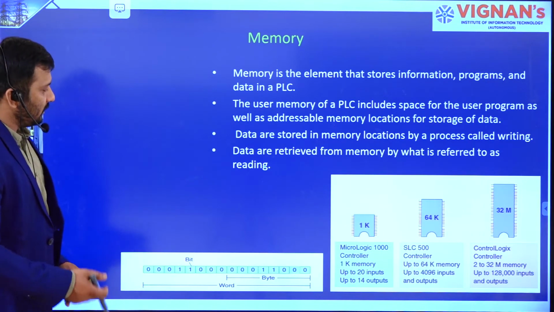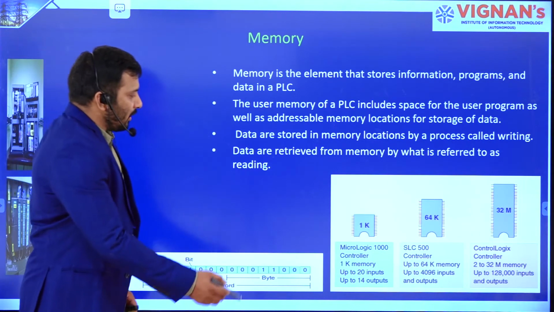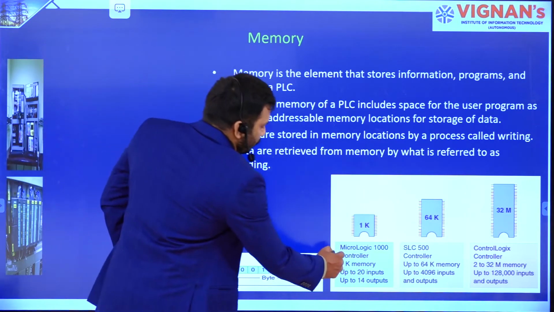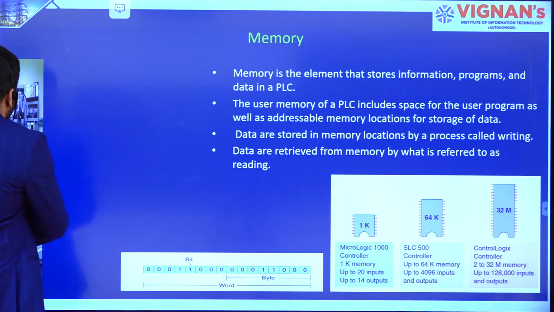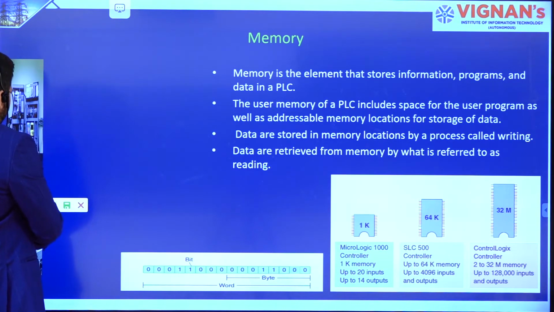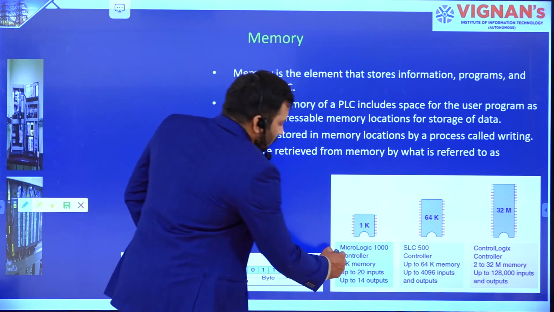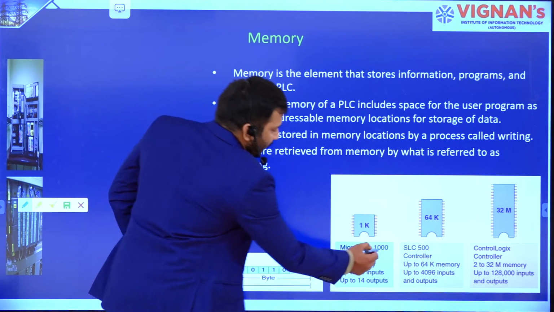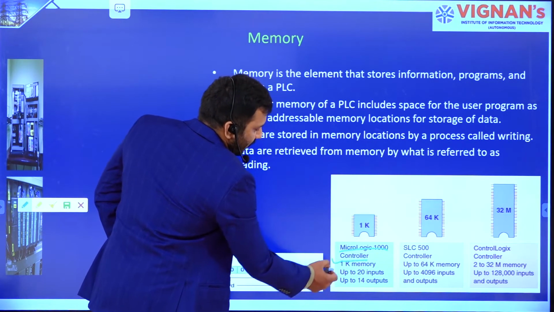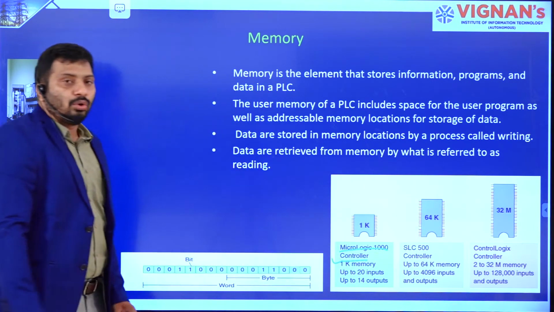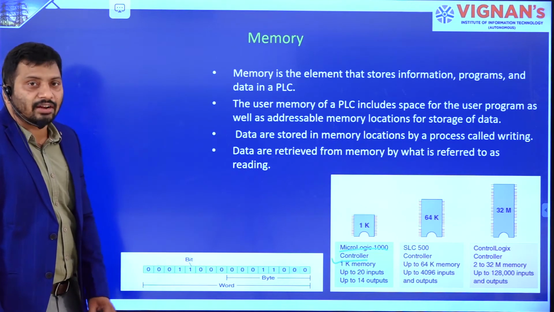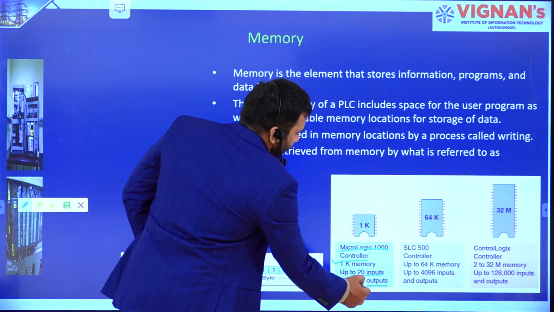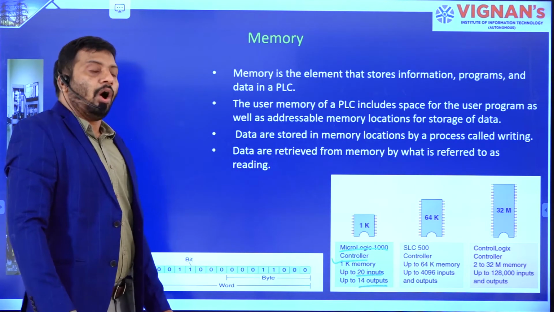So here you can see, normally available memory chips: 1 KB of memory, 1 KB of memory, 1 KB of memory, right? In the MicroLogic 1000 controller, that means this particular PLC, we have 1 KB of memory. It can read up to 20 inputs and it can control up to 14 outputs, right?